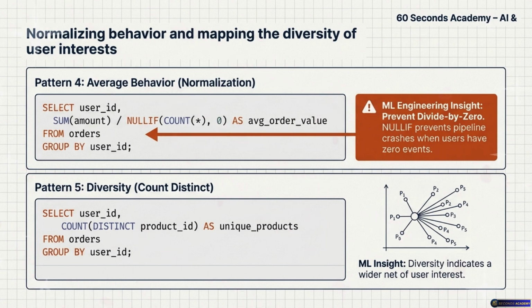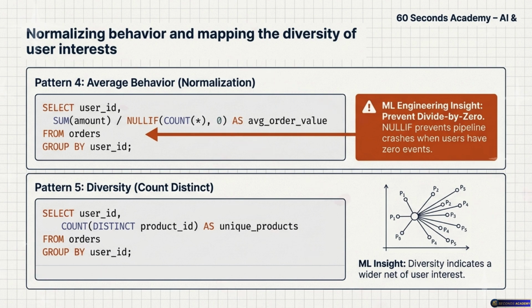That sounds like a bad day at the office. A terrible day. Using NULLIF, specifically NULLIF count star, 0, acts as a safety valve. It tells the database if the count is 0, replace it with a NULL, a blank value, instead of the literal number 0. The database knows it can't divide by a blank, so it just returns another blank, bypassing the math error entirely and keeping the pipeline running. It's defensive programming built right into the SQL.